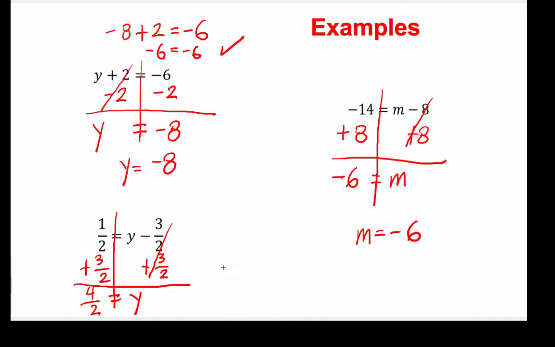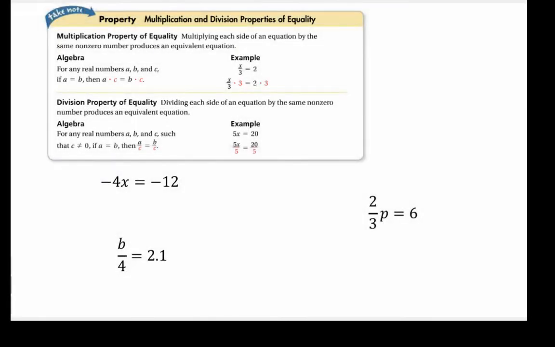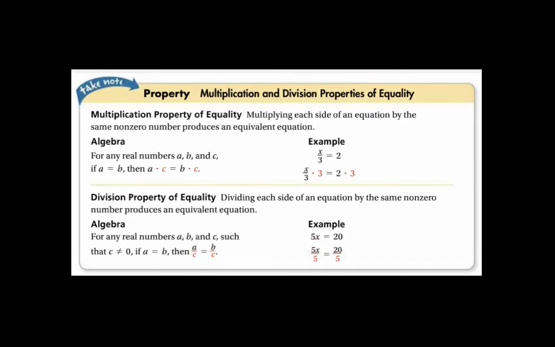Well, 4/2, we can simplify that. 4 over 2 is 2. So we have 2 on the left, y on the right. There's our solution. We can also use multiplication and division properties of equality to solve equations, and they go hand in hand with addition and subtraction.